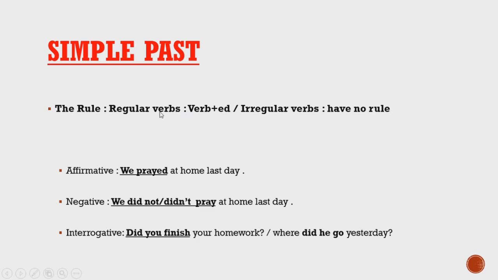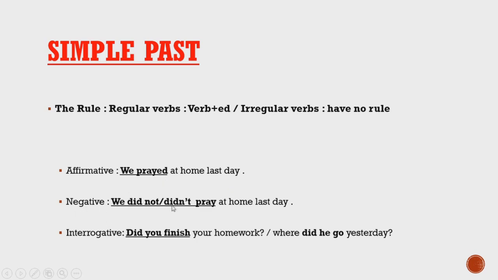Of course, we talk about regular verbs and irregular verbs. So here we have verb plus ed, and the irregular verbs, they have no rule, so you have to learn them by heart. The affirmative would be, we prayed at home last night. Of course, pray here is a regular verb.